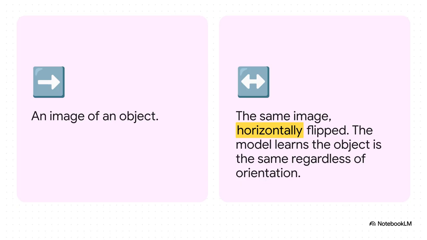First up, one of the simplest, but honestly one of the most powerful tricks in the book, a simple horizontal flip. All we're doing is mirroring the image. But think about what this teaches the model. It's a really basic but crucial rule. A cat is a cat. Doesn't matter if it's looking left or looking right. We humans get that instantly, right? But a computer has to be taught that explicitly.